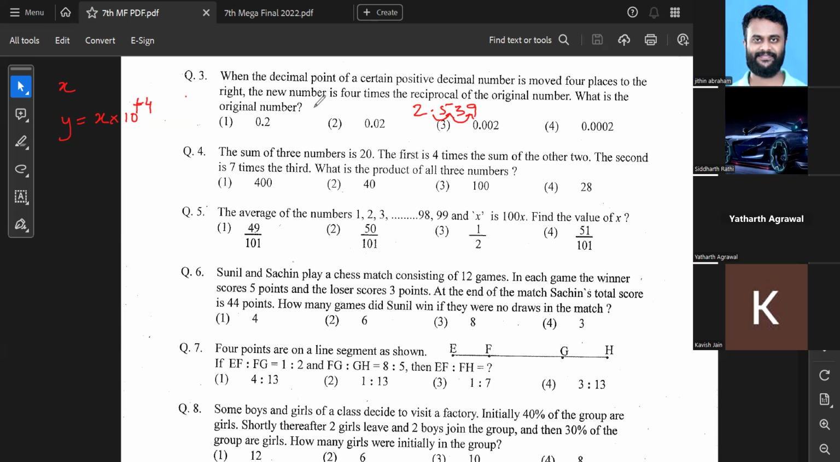Now, the new number, which is y, is 4 times the reciprocal of the original number. That is 4 by x in short. So both of them are the same. When I take x to the side, I'll get x square. Then I take 10 raised to plus 4 to the other side, I'll be getting 10 raised to minus 4. The square root of 4 is 2, and the square root of 10 raised to minus 4 is 10 raised to minus 2. 0.02 will be your answer.